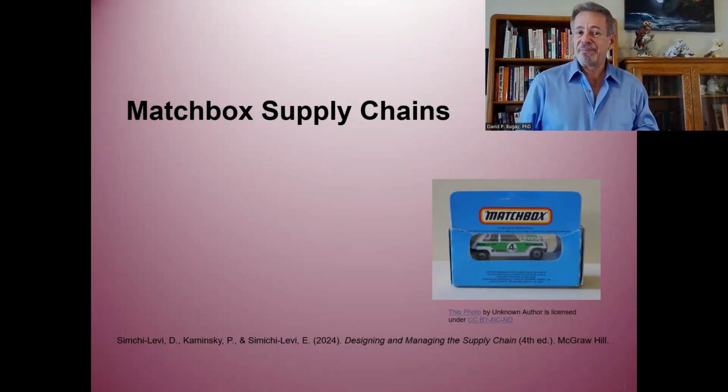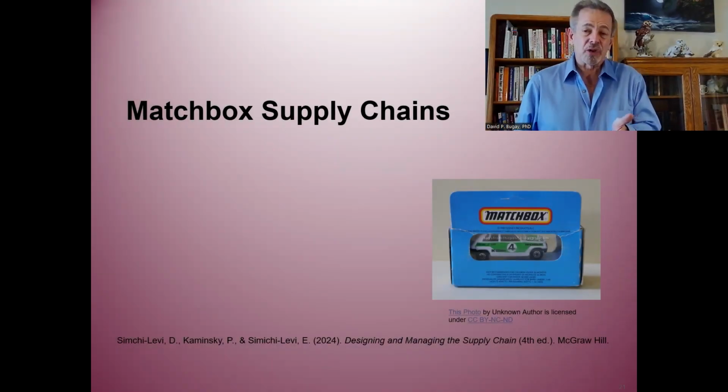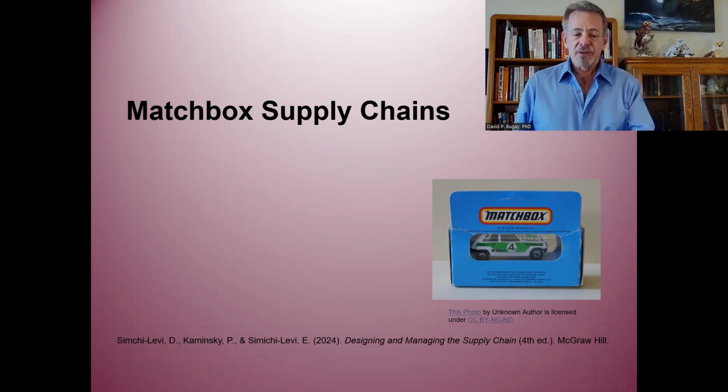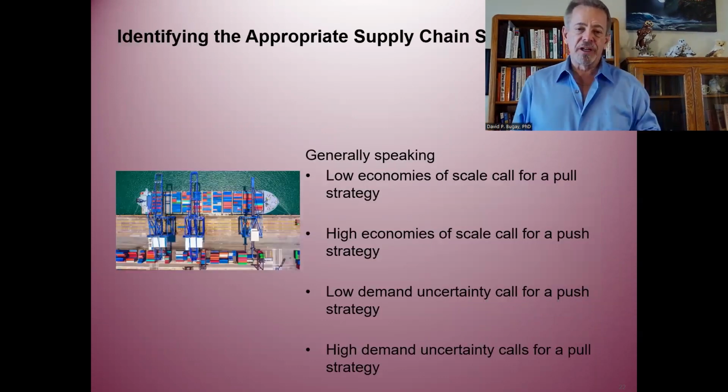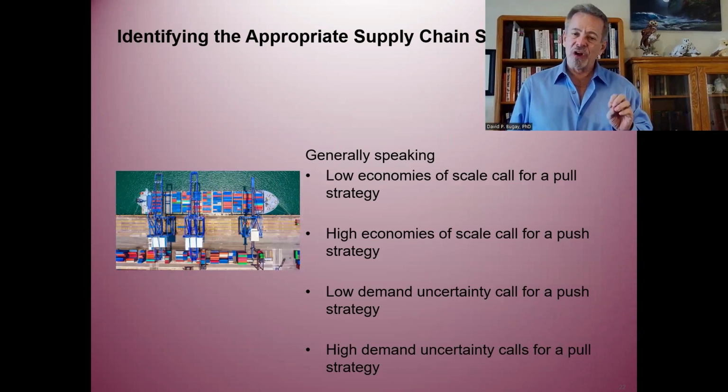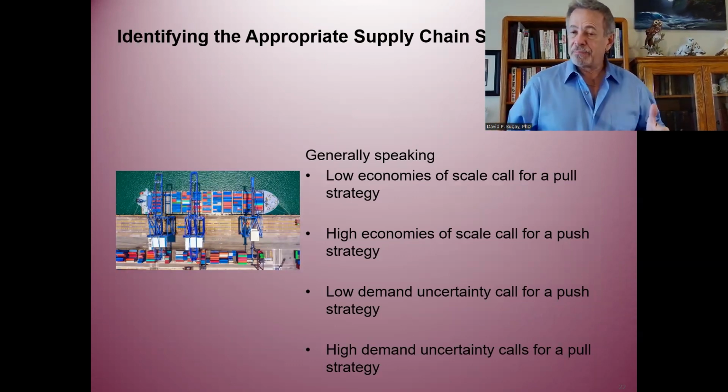Let's look at the Matchbox supply chains. Got a little graph here with four different quadrants in it. So let's take a look and see what's different about it. When we talk about low economies of scale, that's a pull strategy.